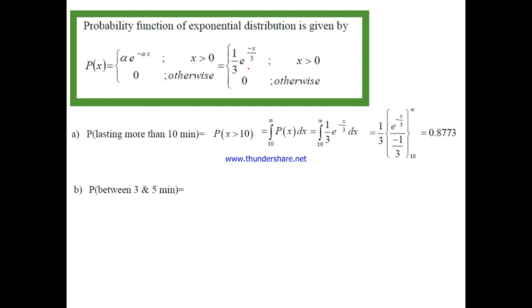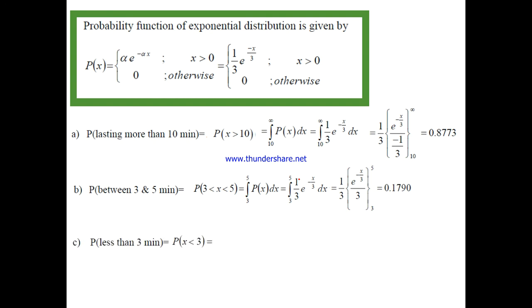Second one, it says to find the probability between 3 and 5 minutes. This is quite simple. So the probability of random variable x lying between 3 to 5. Substitute this function in place of p of x, integrate this and apply the limits. And the solution is 0.1790.